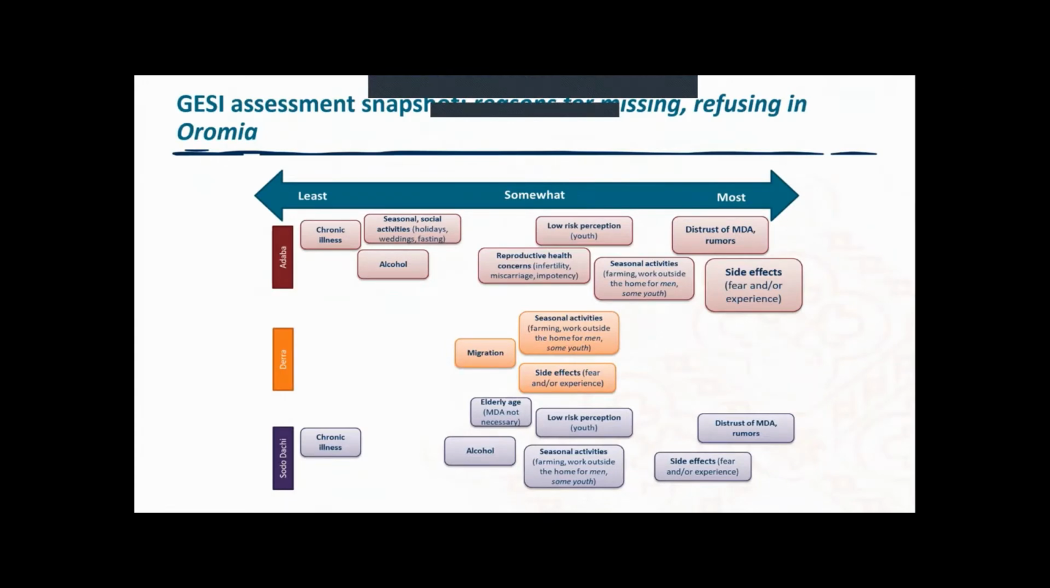Unexpected number of committee members during seasonal activities. People that fear side effects can be men and women. For women especially, those that fear miscarriage and infertility, because they heard the rumors saying that MDA causes miscarriage and infertility. People with disabilities and female-headed households often excluded in Wantua. What we discovered also in Wantua, the top reasons for missing or refusing was mostly fear of side effects and low risk perception, especially among youth and men.